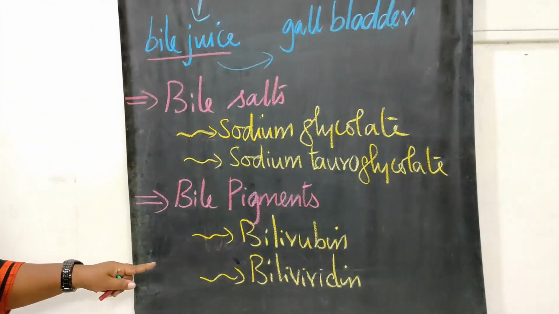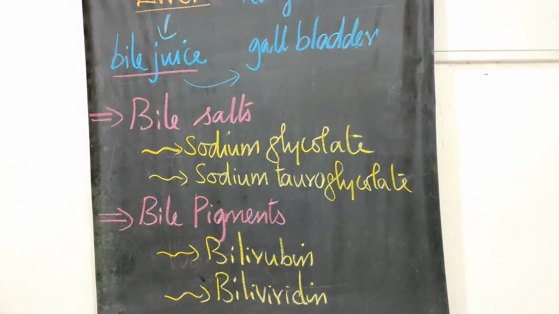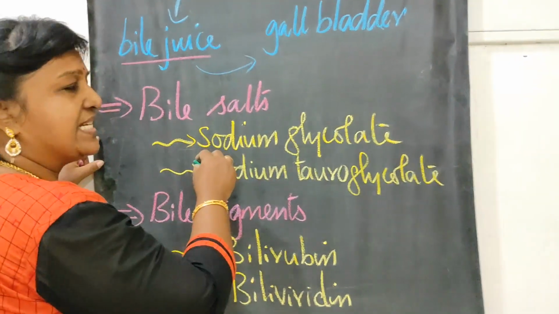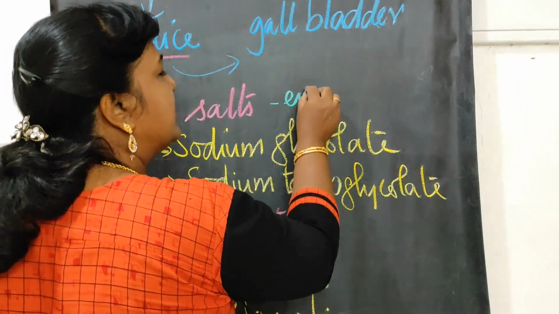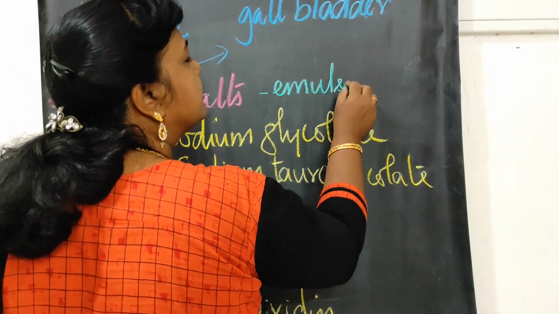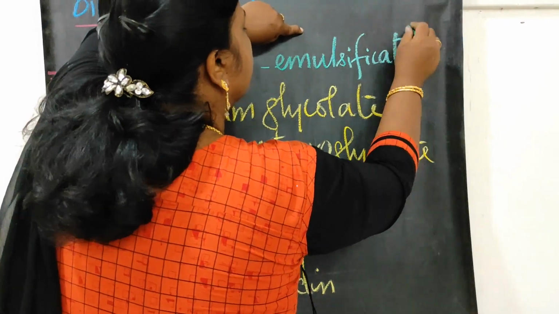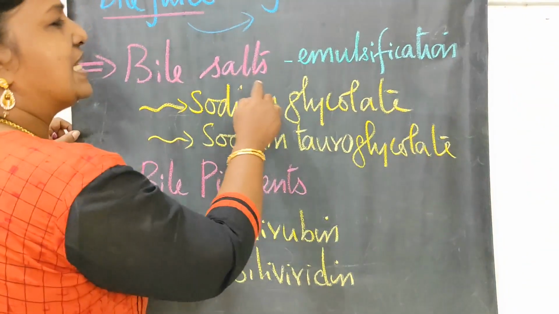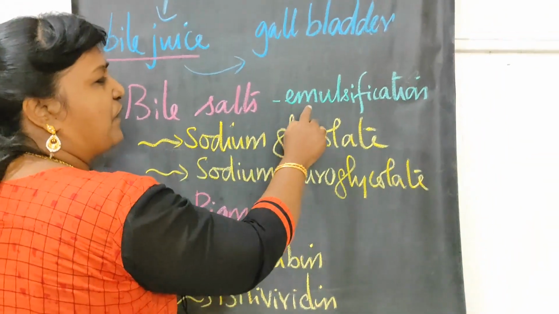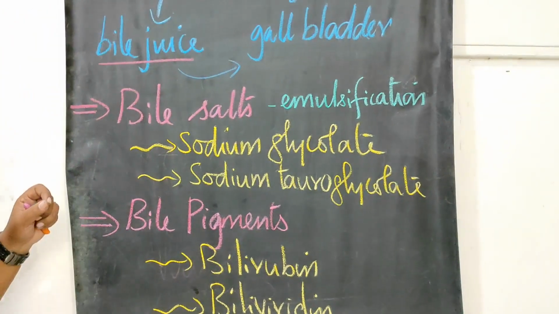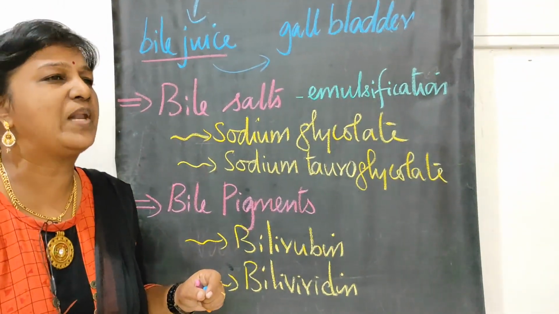Bile salts help in the digestion of fats by a process called emulsification. Emulsification means conversion of large fat droplets into small ones.